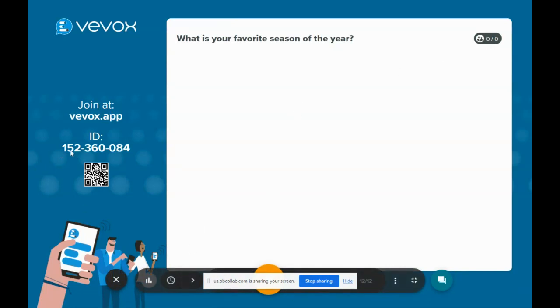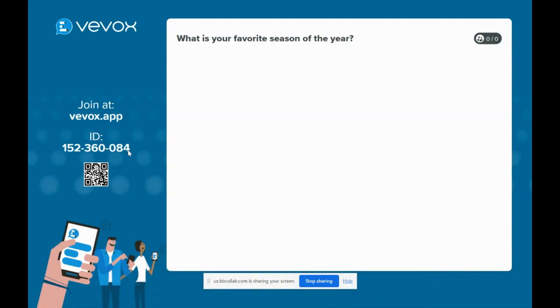Right, and you need to put this ID, 152.360.084. So you can do it web-based too, you don't have to download the app. Yes, you can do it. Yes, exactly, that's the right website. Thank you.